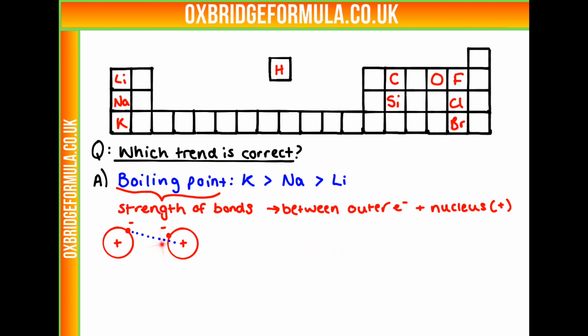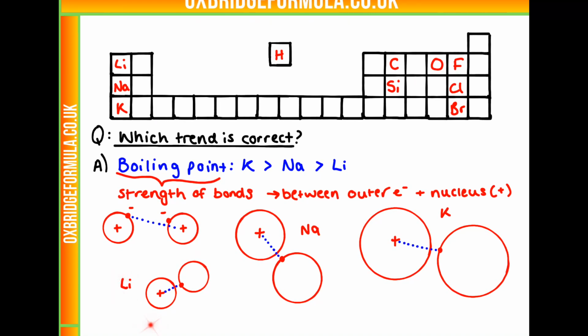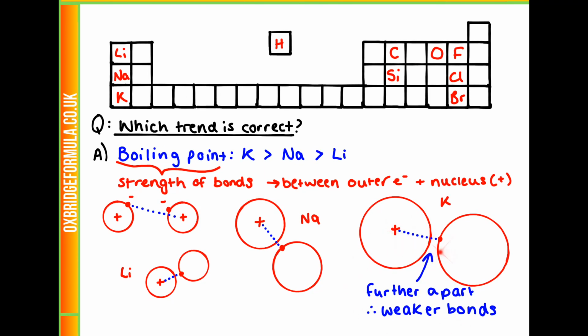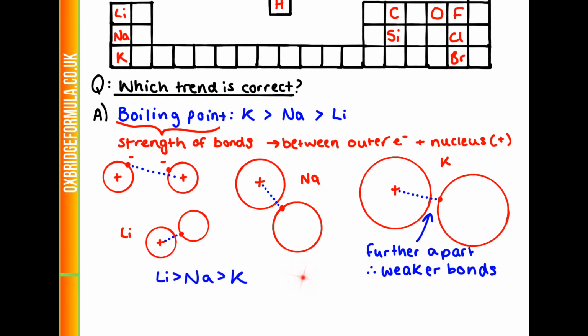So what do those look like for our group 1 metals? Well, they look something like this. So lithium is our smallest atom, so it's going to have a quite short bond, then followed by sodium, and then our largest one will be between potassium atoms because they have the most shells and therefore are the biggest atoms. So which of these has the strongest bond? Well, because these are so far apart, they're going to be a lot weaker. There's going to be less attraction between the nucleus and the electrons. So in fact, potassium is going to have the lowest boiling point. So in actual fact, our trend should go lithium, sodium, potassium. So this is not correct.